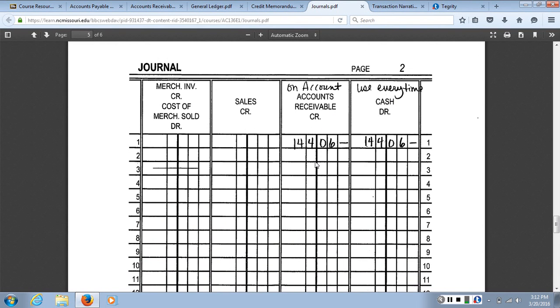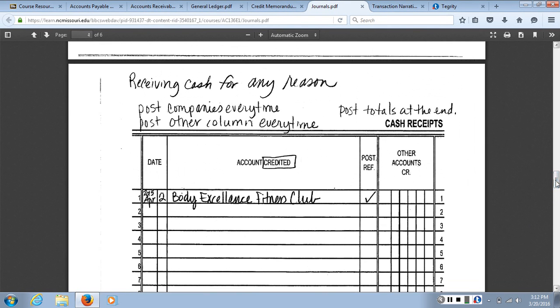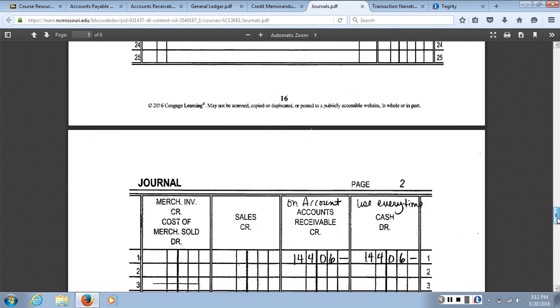If it's not, then you'll have to either use sales, merchandise inventory, cost merchandise sold, or what we had on the other side. If you do write the company name in there or anything in the other box, you will need to post that every time, and then at the end you will post your totals to those other columns.